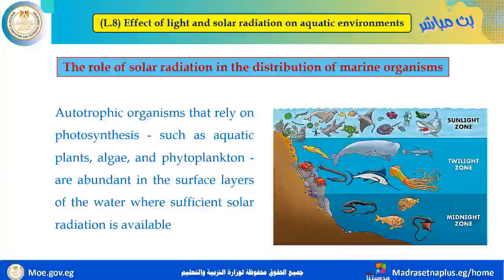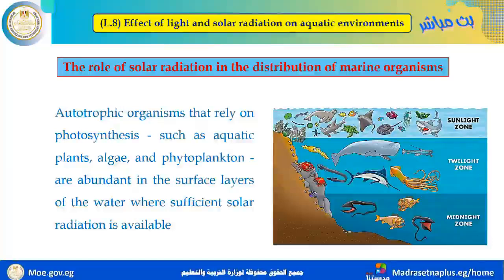Autotrophic organisms. And don't forget what is meant by an autotrophic organism. I think I mentioned that in the previous lessons. An autotrophic living organism is one that depends on itself to make its own food, like the green plants. The green plants carry out the photosynthesis process. They are independent of any other living organism. They just need carbon dioxide, sunlight, and chlorophyll to make the photosynthesis process.